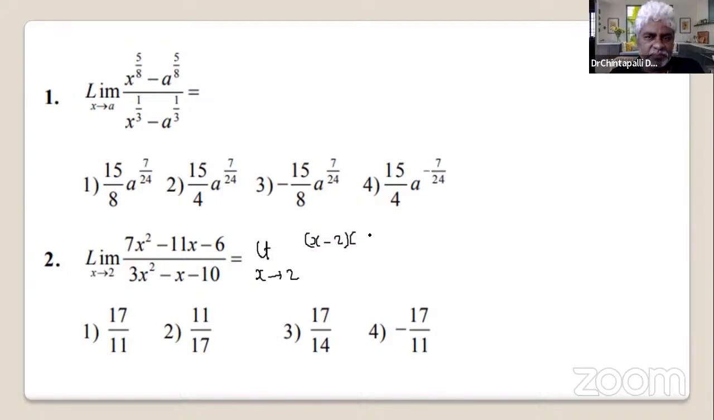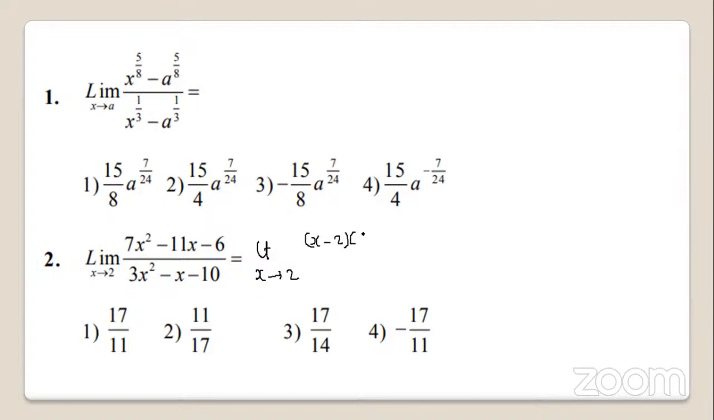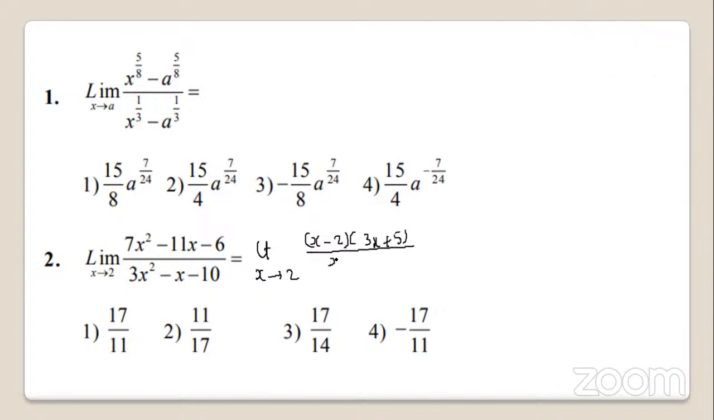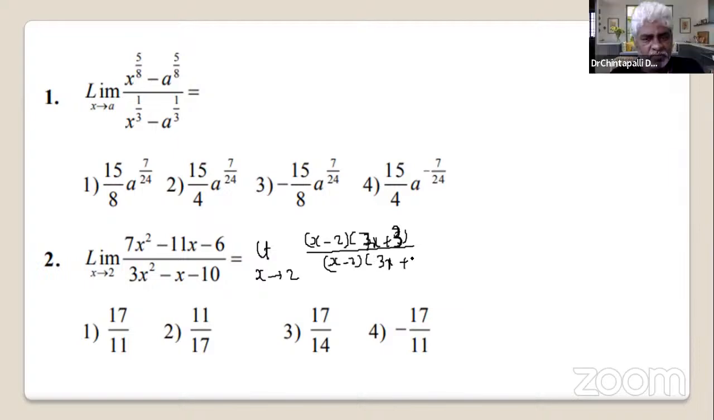Factorization of numerator: numerator is x minus 2 times 3x plus 5, whole by x minus 2 times 7x plus 3. So the numerator is 7x plus 3 and the denominator is 3x plus 5. x minus 2 cancels. We can cancel.